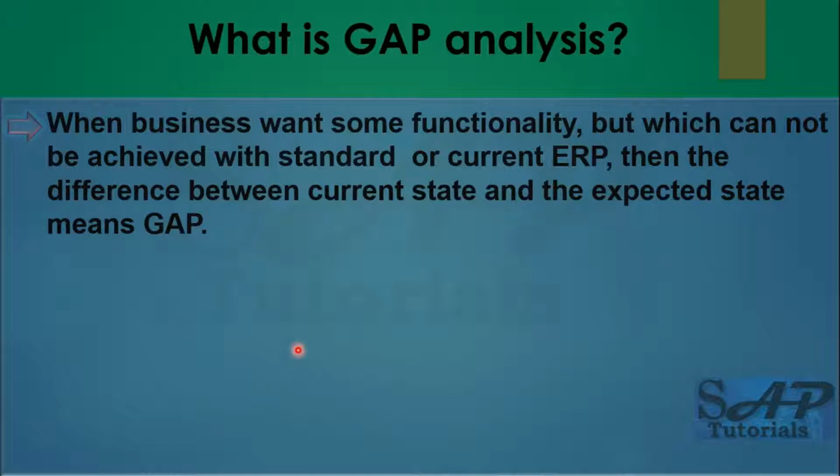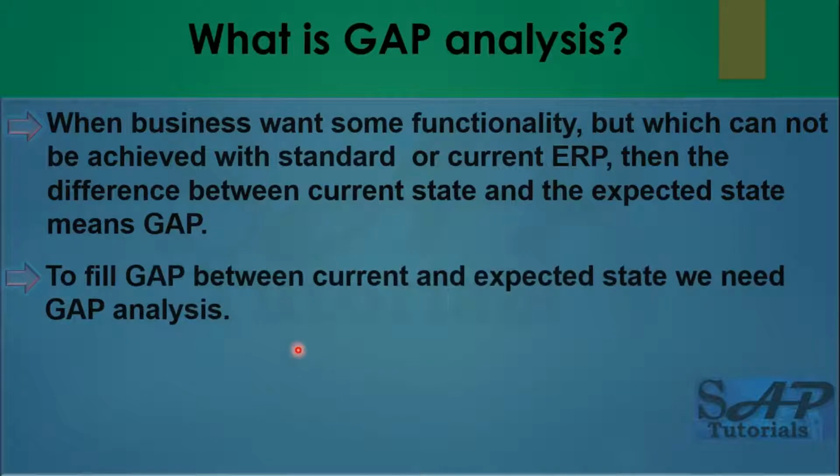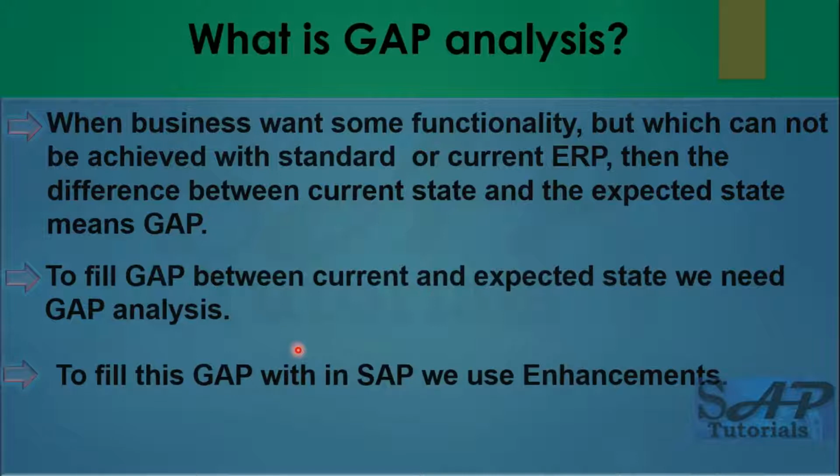There are many models or architectures you can find on Google or anywhere on how to do gap analysis. For example, there is the fishbone diagram and SWOT analysis. Various methods are available for gap analysis. I will not go into that, but you can find how to do it. To fill the gap between the current and expected state, we need gap analysis, as I said. And how do we fill that gap in SAP? For that we have enhancement. In order to fill that gap in SAP, we do enhancement.